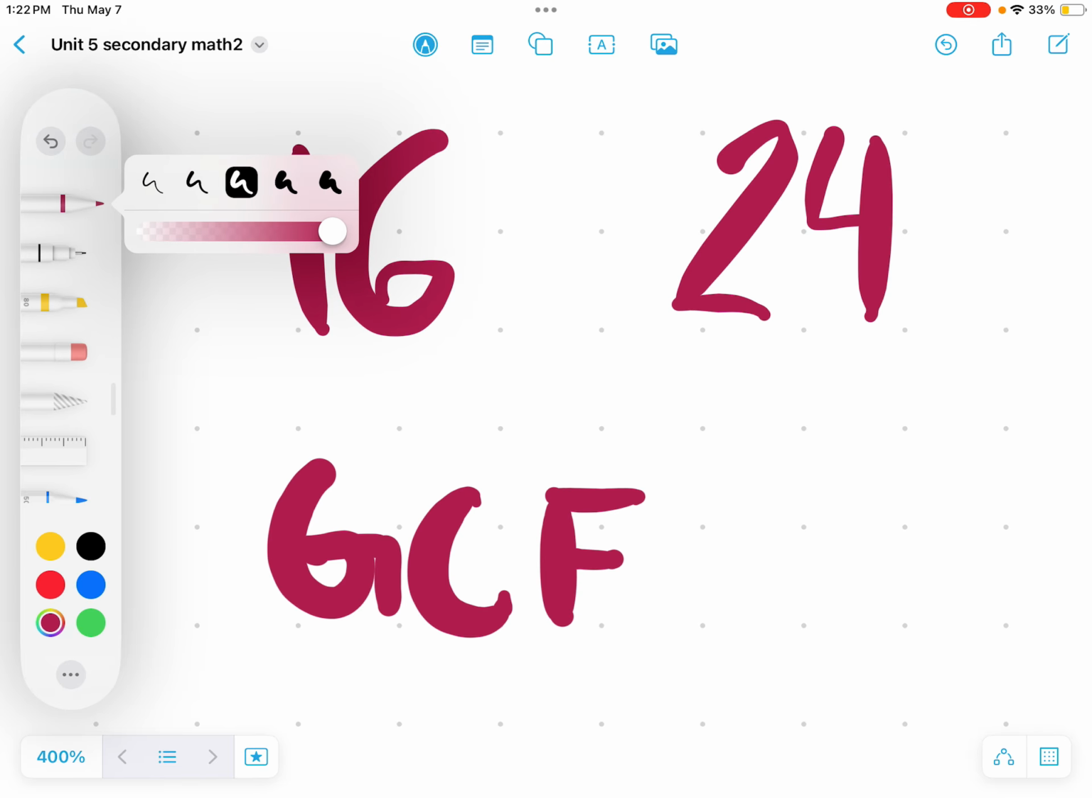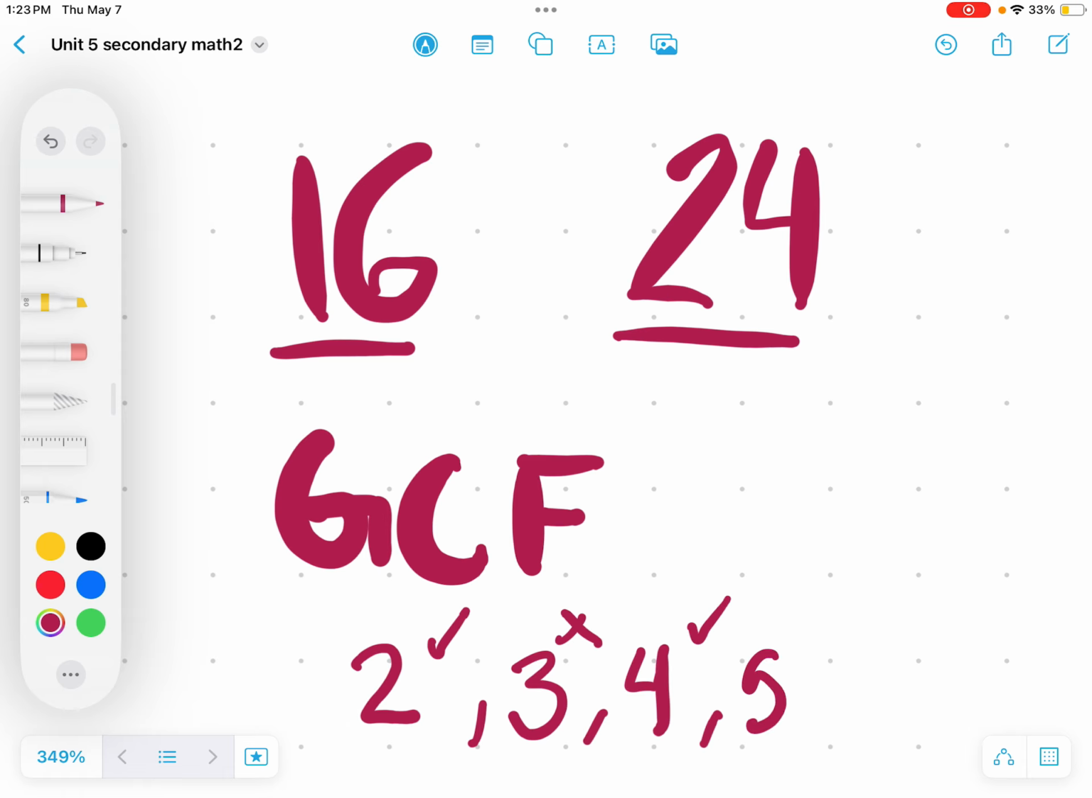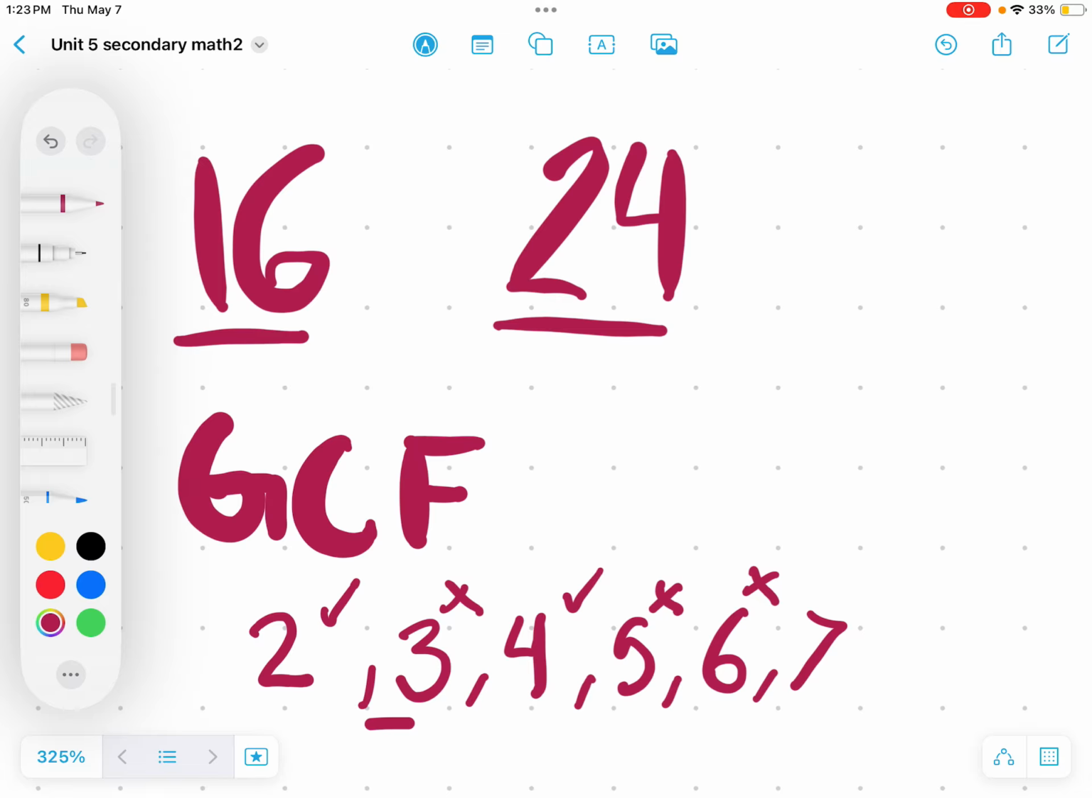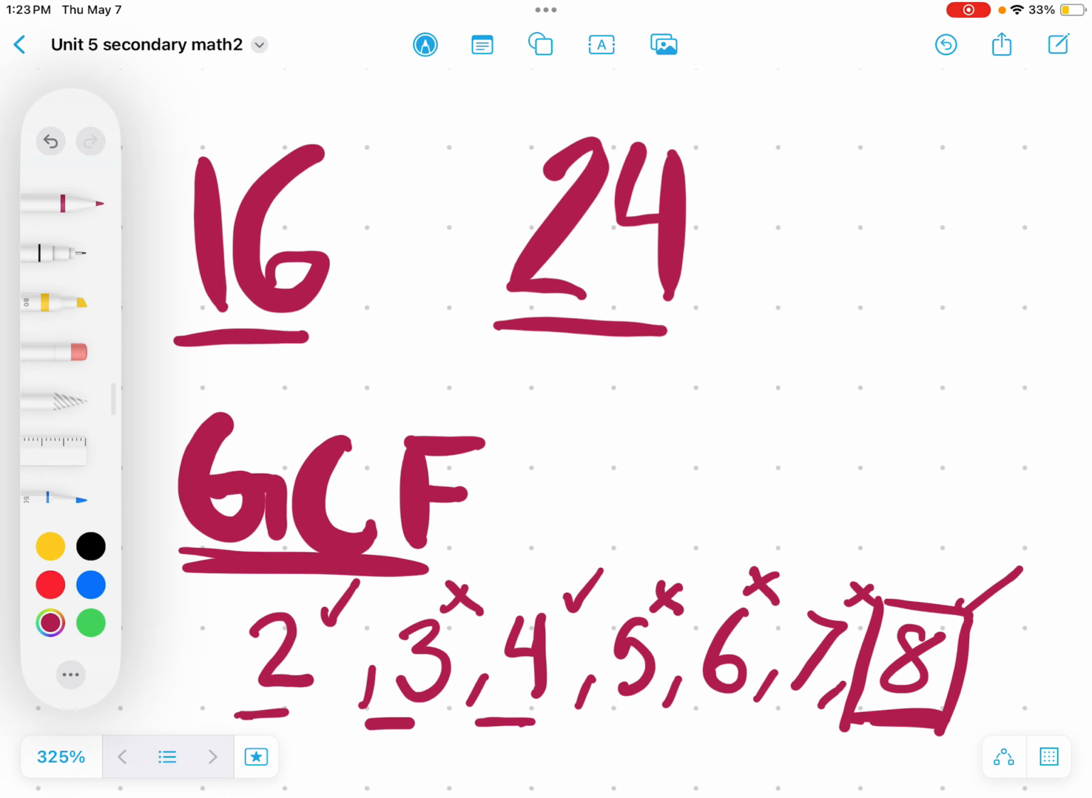Okay. So let's start thinking of things that can go into 16 and 24. Can 2? Yes. Can 3? No. Can 4? Yes. What about 5? No. 6? No. 7? No. What about 8? Yes. So which one would be the biggest one? 8. So 8 is the greatest common factor between 16 and 24. 2 and 4 are just common factors. They're not the greatest common factor.